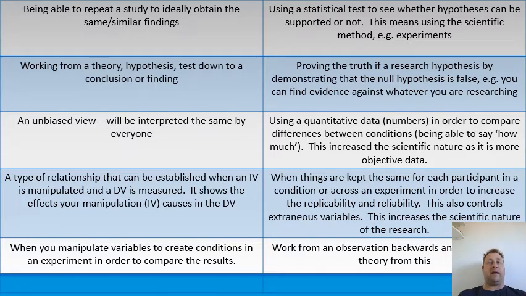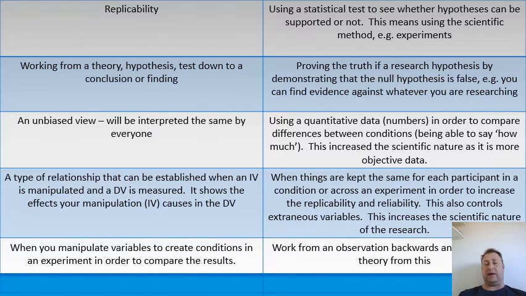The first one, being able to repeat a study to obtain the same findings, is replicability. Really important that we can replicate results. If you can't, it means it didn't happen. Can you imagine if you dropped an apple and it hit the ceiling, but you never did it again? It means it never happened. You can't prove it, so it's not reliable. It's not replicable. So we don't like that.